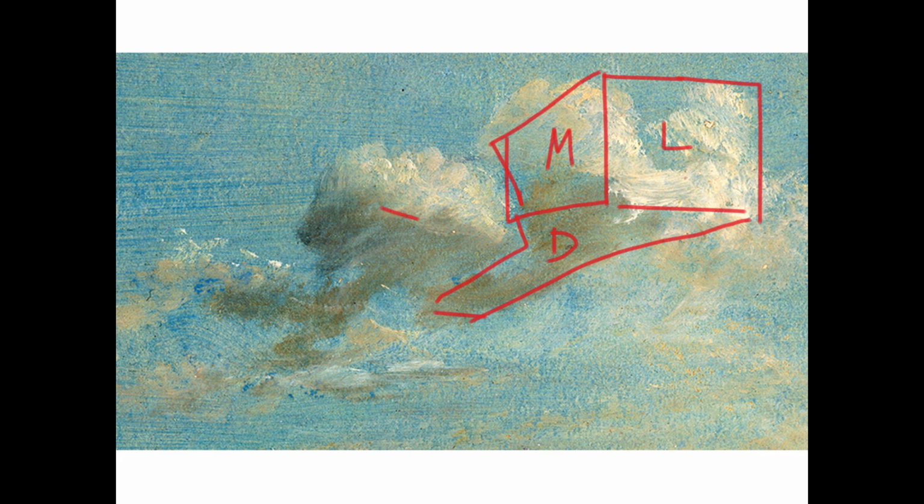Let's look at this one over here. We can do almost that same thing again. Shoebox. There's one side. Here's another. And then right here we have the bottom. And they go on back into space that way. So here is the lightest section, the medium value, and the dark.